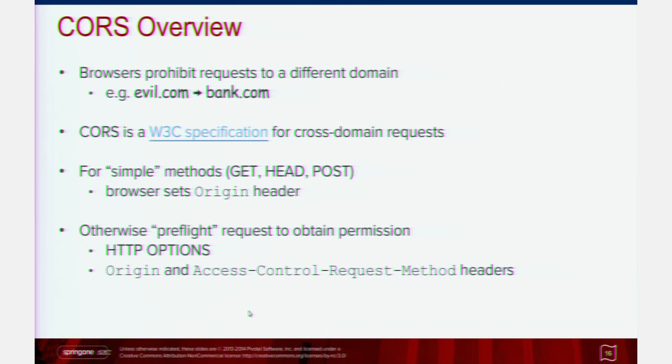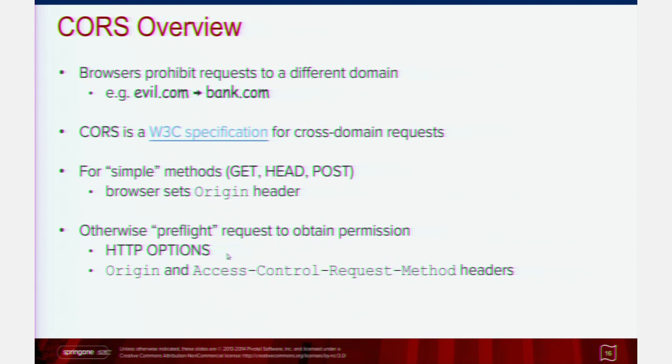In CORS, the simple HTTP methods considered are GET, HEAD, and POST. For those, the browser simply includes an Origin header in the request, and then the server's job is to compare that origin against a list of allowed origins to decide whether this request should be allowed or not.